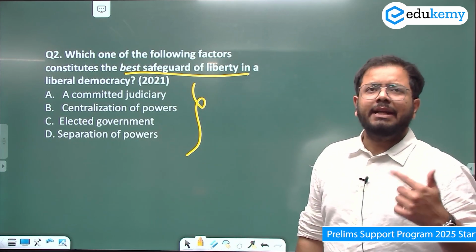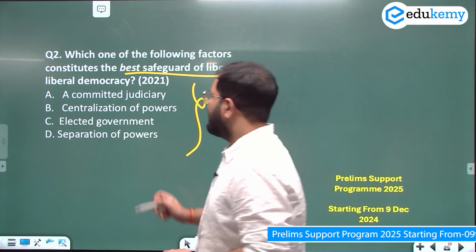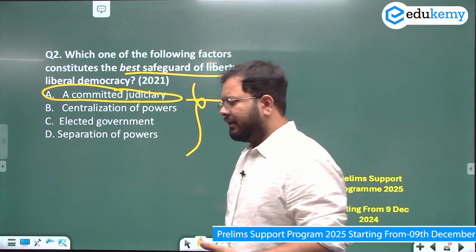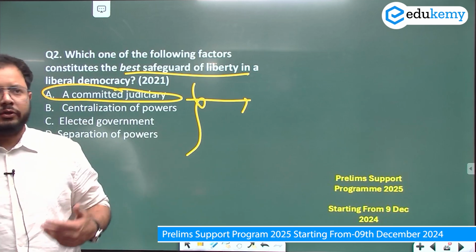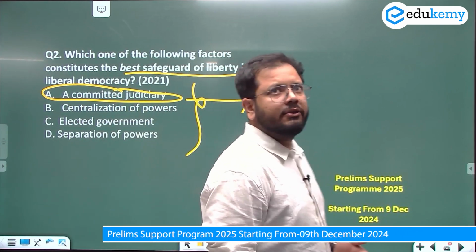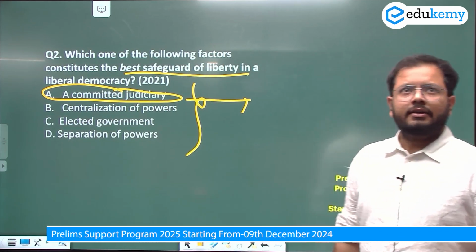So let's eliminate some options and reach our answer. When you talk about a committed judiciary, it is not necessary that if there is a committed judiciary, it will be the best safeguard of liberty. Got it?